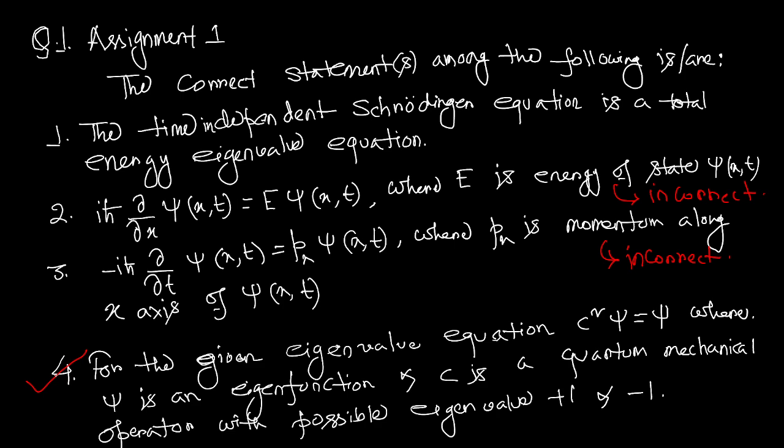And now look at the first one, the time independent Schrodinger equation. We know the time independent Schrodinger equation, that is the kinetic energy plus V, so this is the total energy equation, and you know H psi is equal to E psi. So this is also a correct option. So this is the answer of your first question.